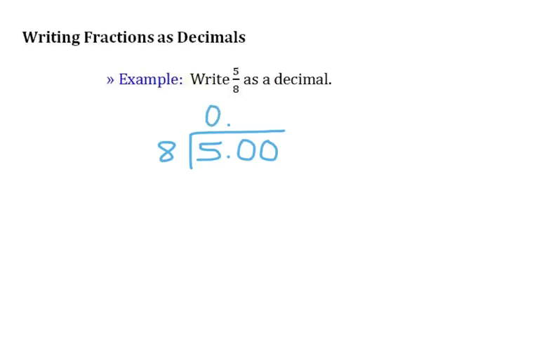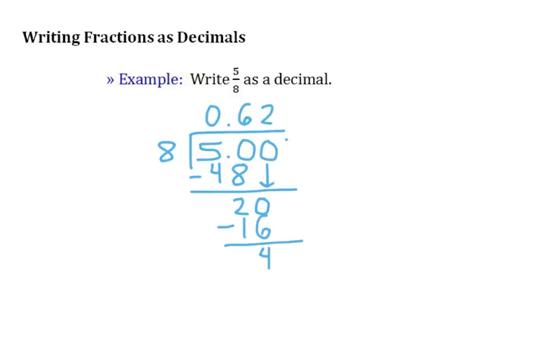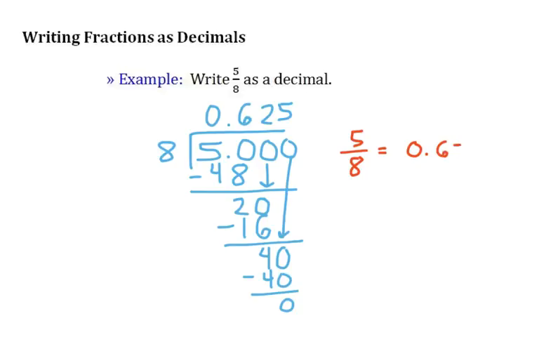8 will go into 50 6 times, telling us to subtract 48, leaving us 2. 8 won't go into 2, but it will go into 20 2 times, leaving 4. 8 won't go into 4. Let's try one more 0 here. 8 into 40 goes 5 times, telling us to subtract 40, and we find no remainder. So 5/8 as a fraction is equivalent to 0.625 as a decimal. And notice that we didn't have to round or anything. This fraction did have a precise decimal approximation.